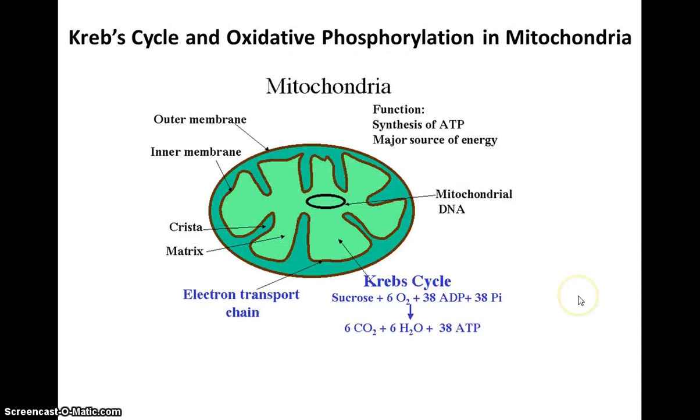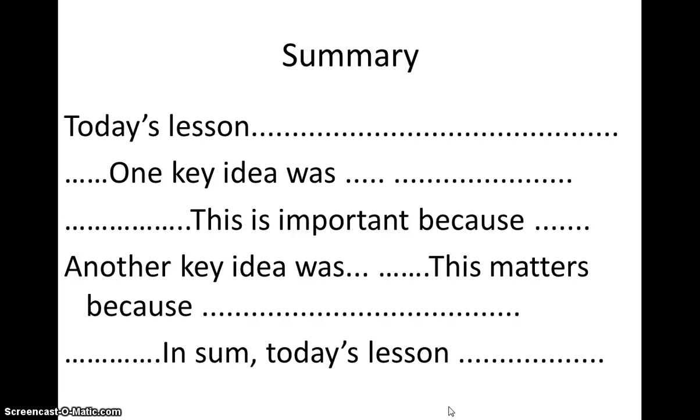All right, overall, I do want to point out where these are happening. The electron transport chain, again, I already said, is in the membrane of the cristae. The Krebs cycle happens inside the matrix, so that's what you need to know there. And overall, that's it for our lesson.